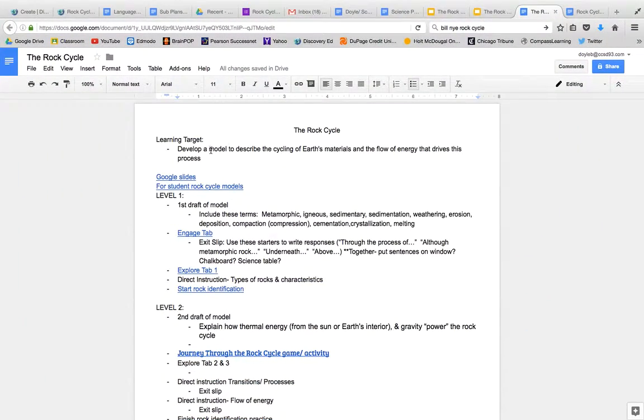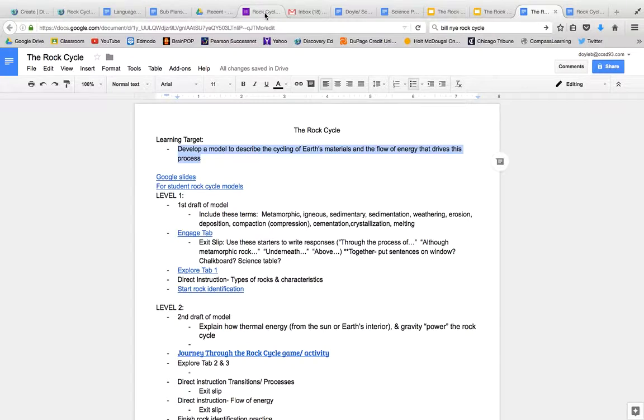So first, let's take a look at the learning target. It's to develop a model to describe the cycling of Earth's materials and the flow of energy that drives this process. So basically, a model that shows the rock cycle and the flow of energy.